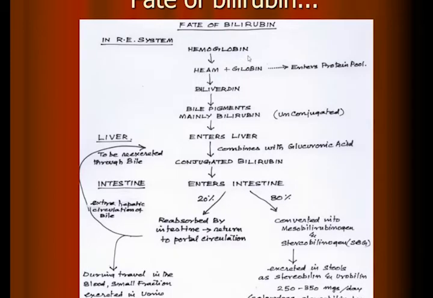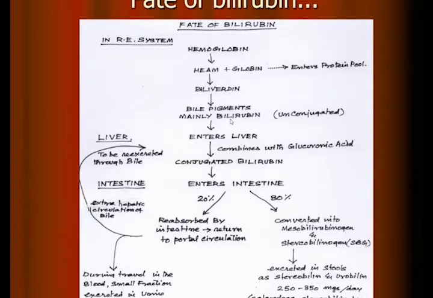So this is the fate of bilirubin. I told you what happens to the bilirubin in the reticuloendothelial system. Hemoglobin will be converted into heme and globin. This globin is a protein, so it won't get excreted, it will go to the protein pool. This heme will be first converted into biliverdin. This biliverdin will be converted into bilirubin, and this biliverdin and bilirubin are unconjugated. Unconjugated means they are fat soluble. They have to be converted into water-soluble bilirubin. For that, they are taken to the liver.